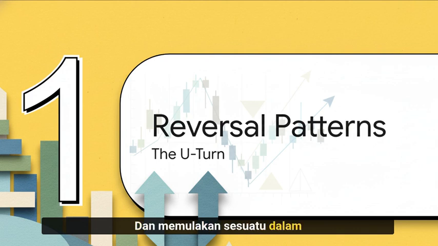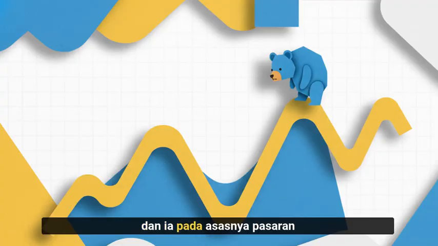And kicking things off in this category is a real classic, the double top. This is a big one. It's a bearish reversal pattern, and it's basically the market screaming, hey, this rally might be running out of gas. So, what does it look like?